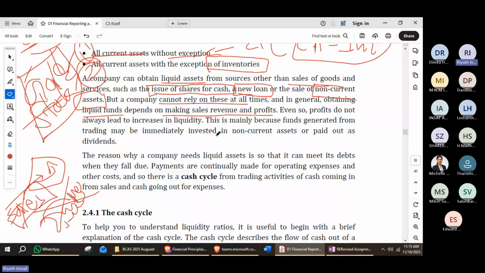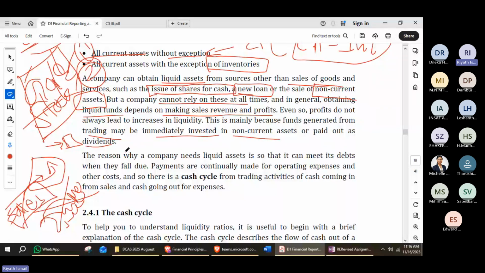Even profit does not always lead to increased liquidity, right? Profit is not equal to cash. You can make sales, but every customer takes the items on credit, so you record the credit sales as profit. Even though your account shows profit, you are unable to make the cash. You have to wait until they pay. It is mainly because funds generated from trading may be immediately invested in non-current assets or paid out as dividends.